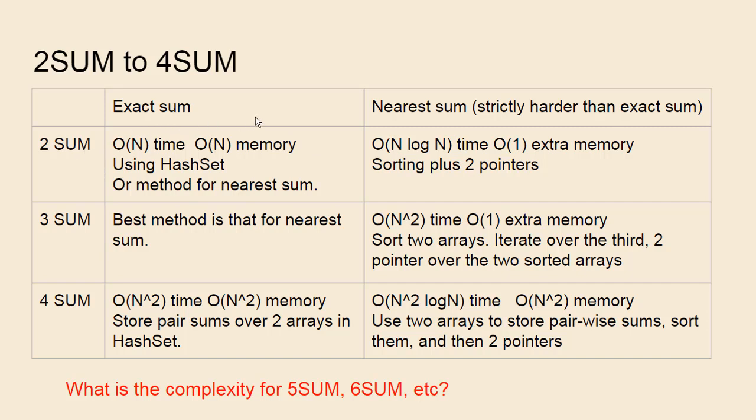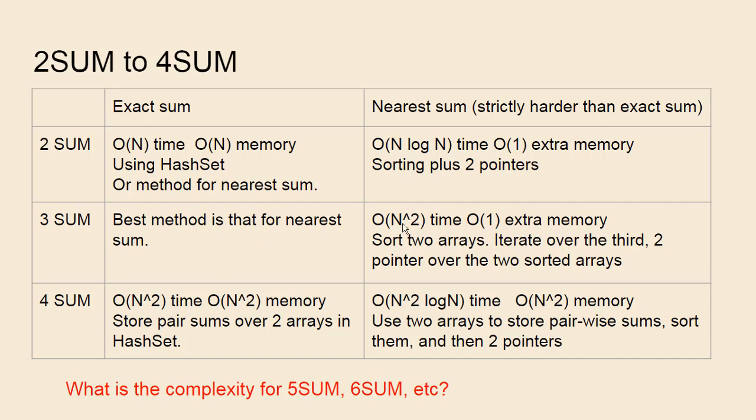For 2-sum exact sum, we can use the hash set. This will use O(n) time and also O(n) extra memory for the hash set. Or we can use the method that's also used for near sum, which is we sort the array and then we use 2 pointers. This algorithm can solve both exact sum and the nearest sum in n log n time, but there's only O(1) extra memory.